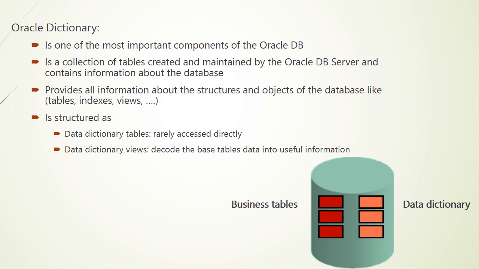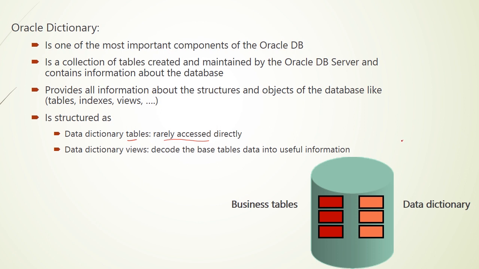Oracle Data Dictionary is also called data about data. It provides information about the structures and objects of the database, like tables, indexes, views, synonyms, functions, procedures, and so on. The data dictionary is structured as 2 parts: Oracle Data Dictionary Tables and Oracle Data Dictionary Views. Oracle Data Dictionary Tables are rarely accessed directly, while Oracle Data Dictionary Views decode the base tables data into useful information.